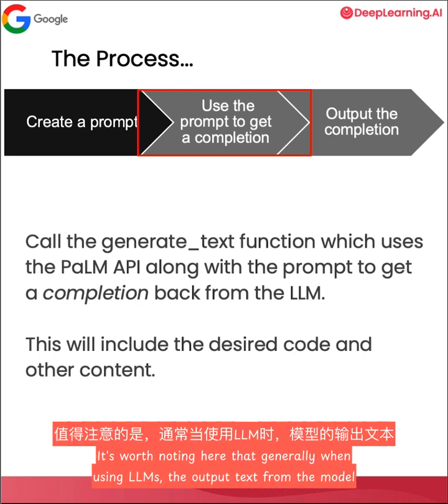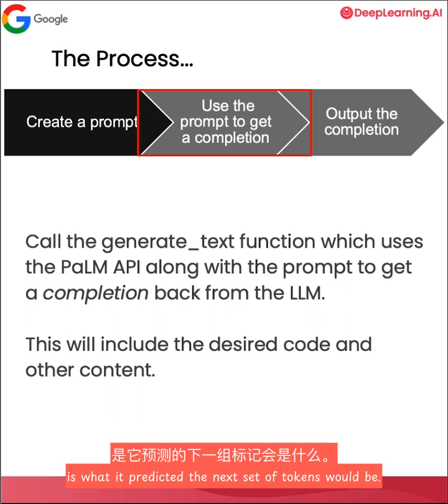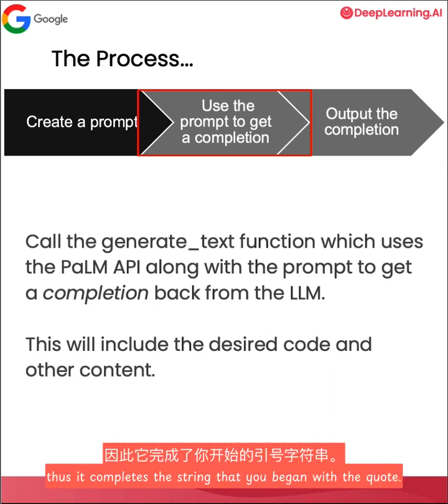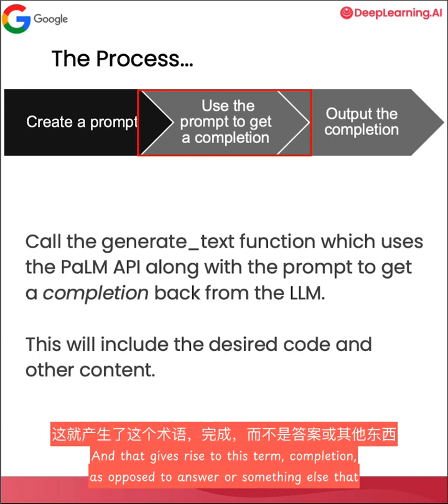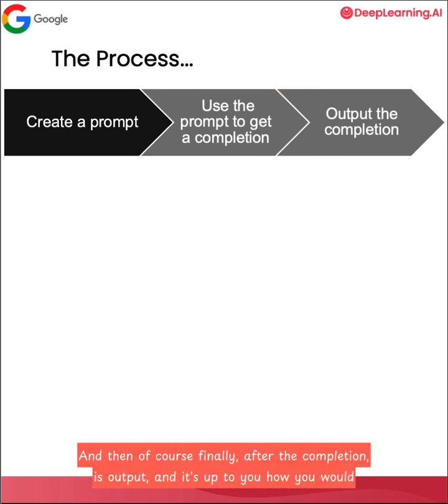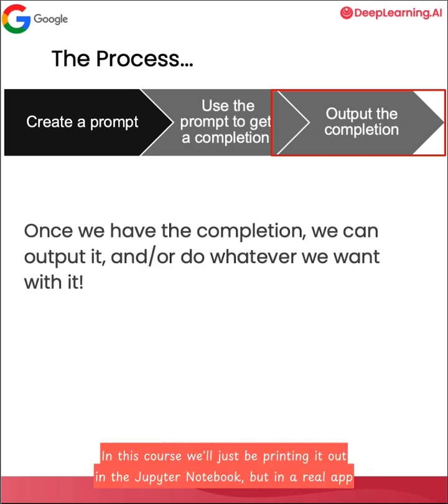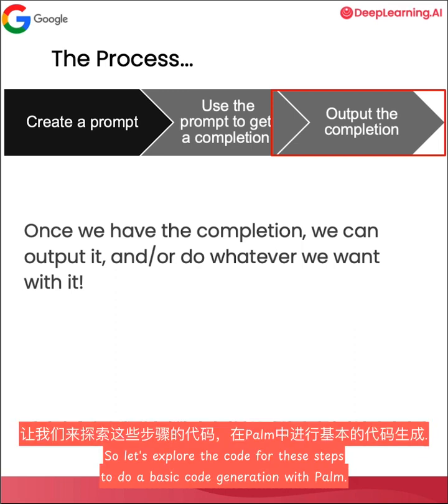It's worth noting here that generally when using LLMs, the output text from the model is what it predicted the next set of tokens would be. So when you pass in a question, the next set of tokens would usually be an answer, and thus it completes the string that you began with the quote. And that gives rise to this term, completion, as opposed to answer or something else that would be slightly less accurate. And then, of course, finally, after the completion is output, it's up to you how you would do this. In this course, we'll just be printing it out in the Jupyter notebook, but in a real app, you might be injecting code into an IDE, saving it to a repo, or many other things. So let's explore the code for these steps to do a basic code generation with PaLM.